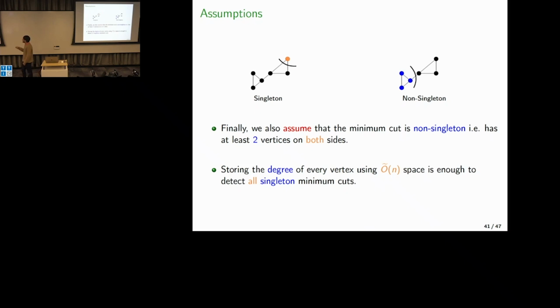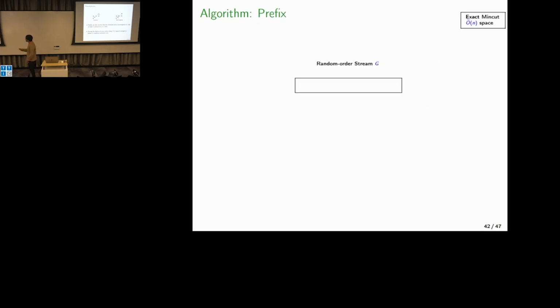And yeah, if the min cut is a singleton, I can just store the degree of every vertex in n log n space and just find the min cut, right? Okay. So with all of these assumptions in place, let's look at the algorithm. Any questions here? Okay. Good. So let me quickly tell you what the algorithm is.